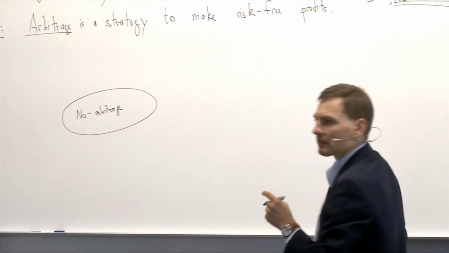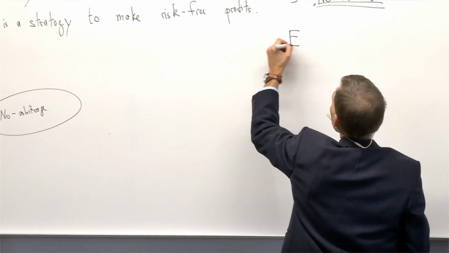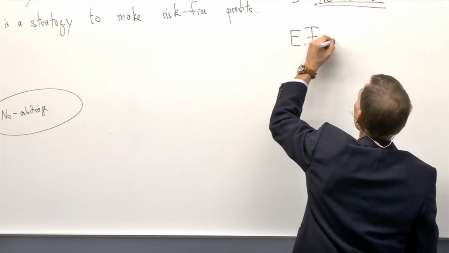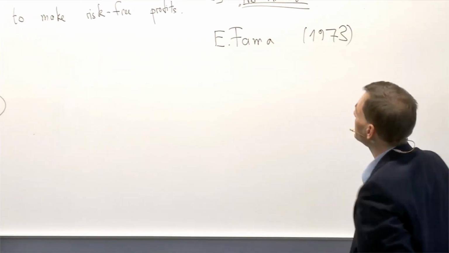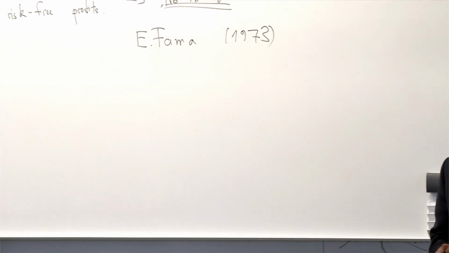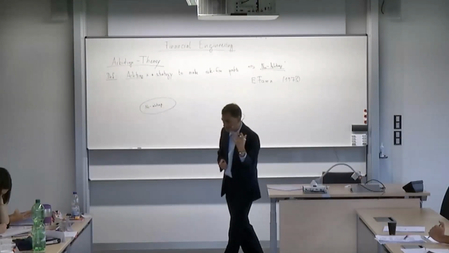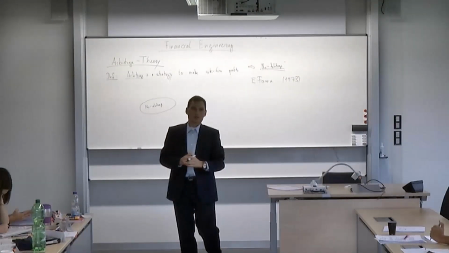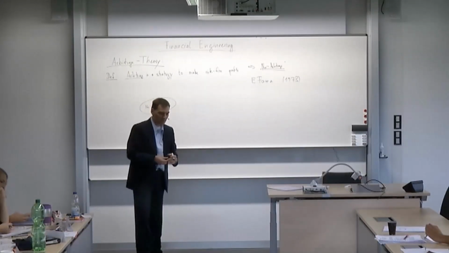And by the way, this was first discovered by Eugene Fama. He wrote a paper in 1973, and this is an empirical paper based on financial market data. And what he finds in this study is the following.